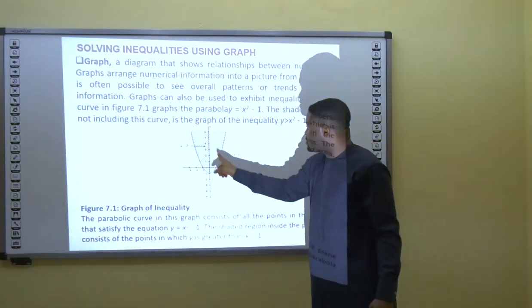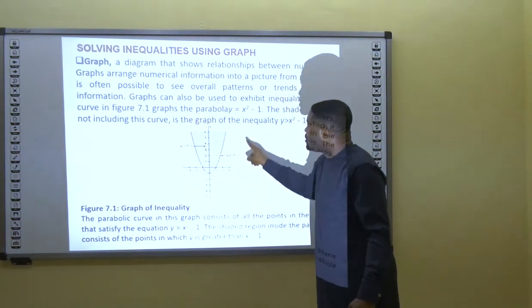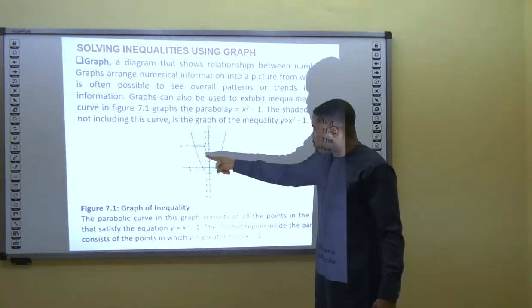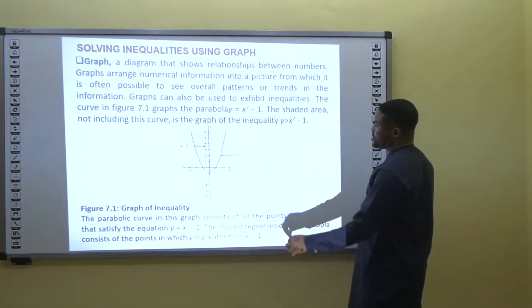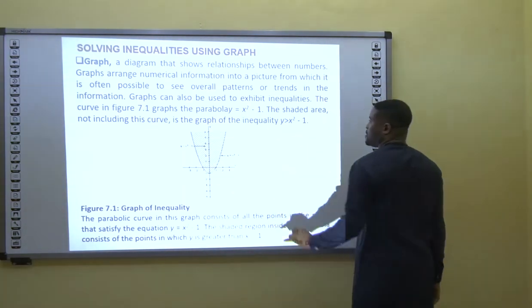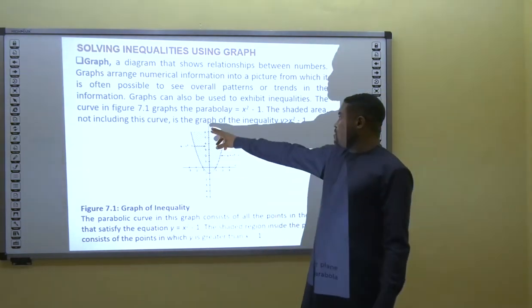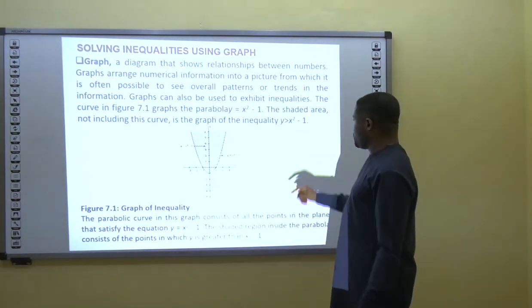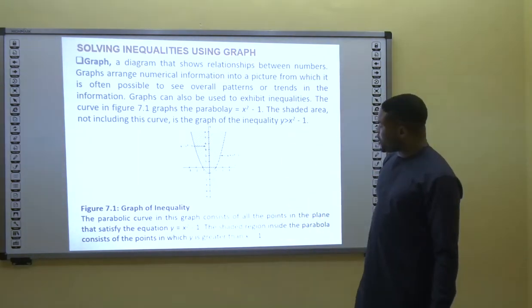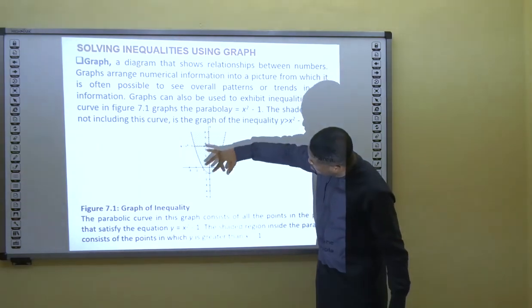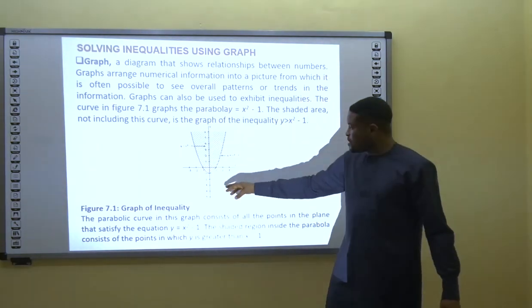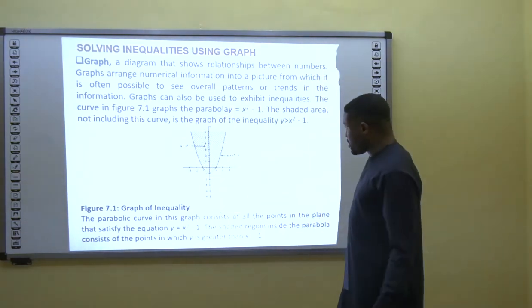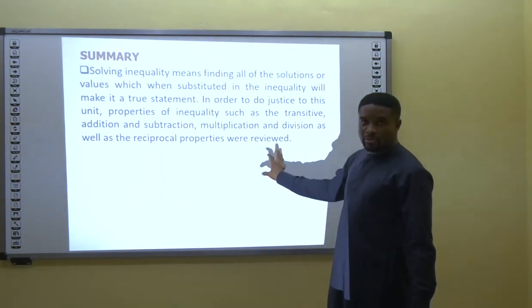So the curve, which is this graph, is the parabola of y is equal to x squared minus 1, and the shaded area, not including the curve, is the graph of the inequality y is greater than x to the power of 2 minus 1. So you see that we can use the graph to exhibit the inequality sign here. So you see that the graph here is not equal to the inequality in that graph. So that's what it represents.